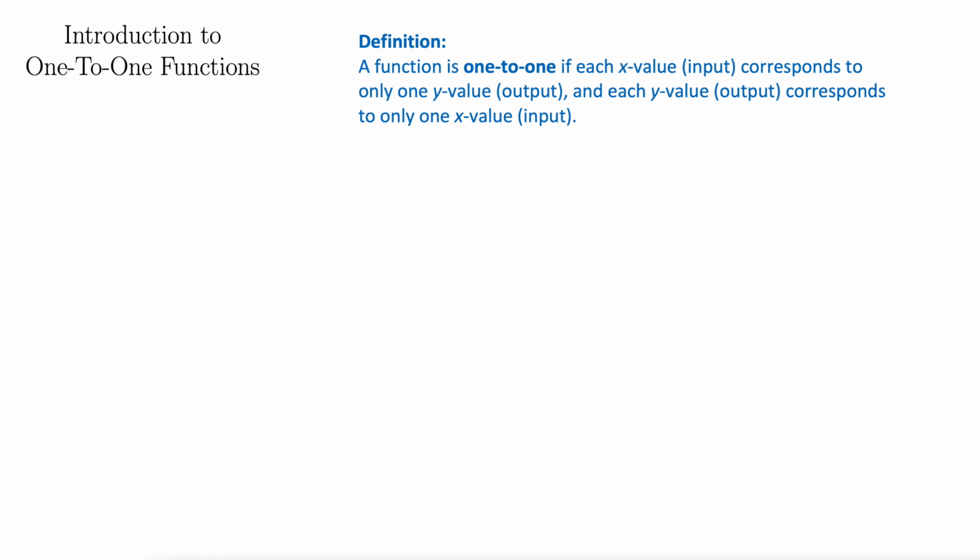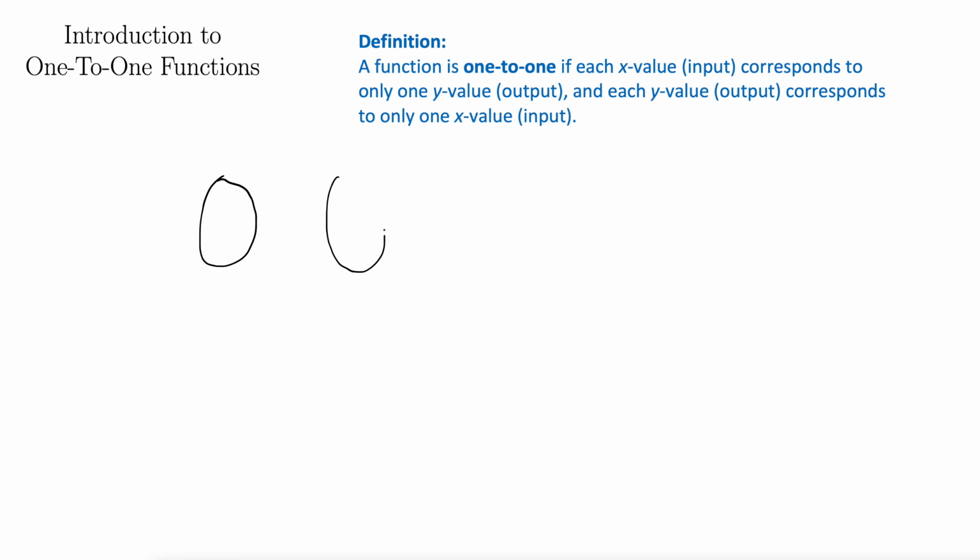A function is one-to-one if each x value, also known as the input, corresponds to only one y value, which is also known as the output, and each y value corresponds to only one x value. So let's unpack this a little bit. What this means is that we can go backwards with a function.